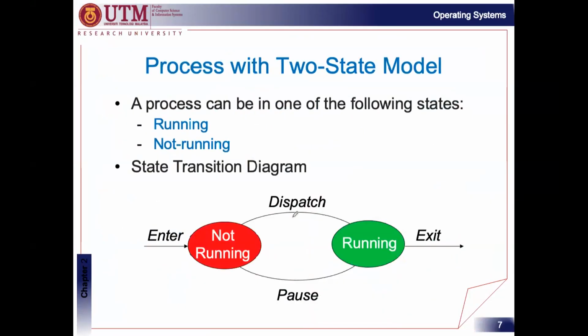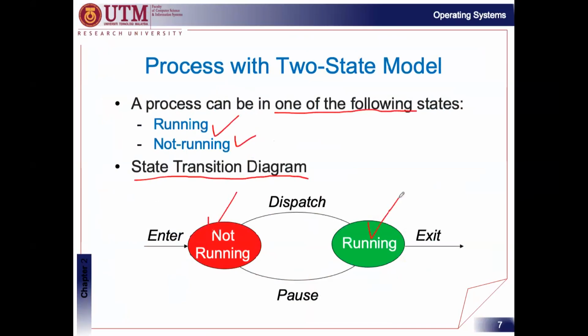So the process with the 2-state model. A process can be in one of the following two states: either running or not running. Here is an example of the diagram. This diagram is called a state transition diagram. So either not running or running.